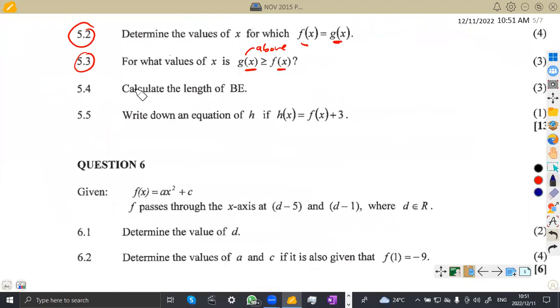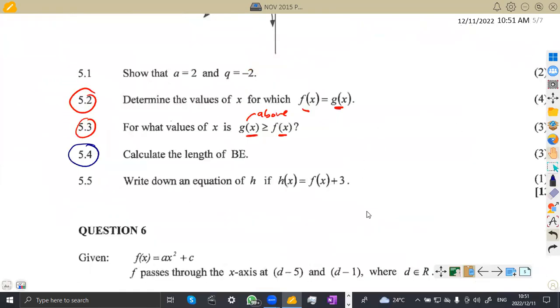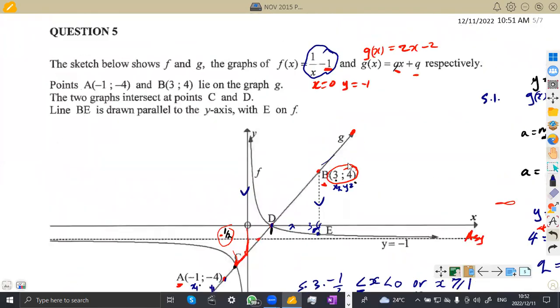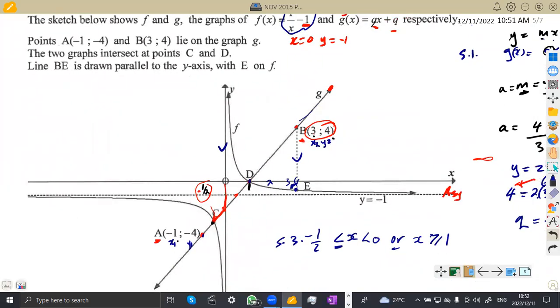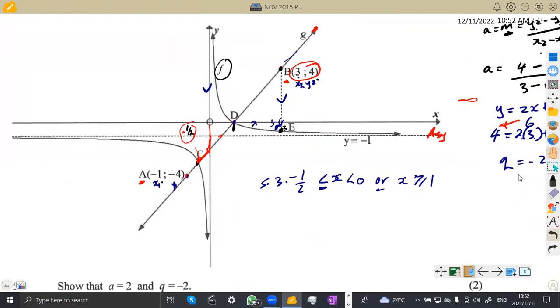Okay, determine the length of the line BE, and that's 3 marks. Where do we have BE? We want to find the length of BE. All right. So far, we know the value of B, it's actually a straight line. At E here, we just know that the value of x at E is 3 because it's a vertical line, a parallel line. So we can take advantage of F because E lies on F. So we can calculate the value of y at point E.